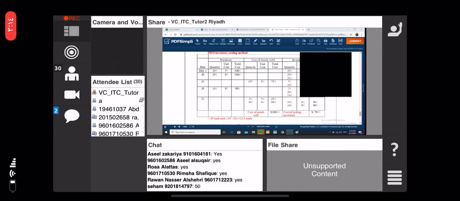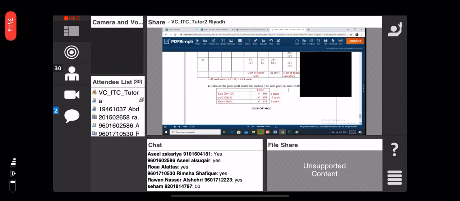Okay, and here he asks you about cost of goods sold. For cost of goods sold, you just calculate for this column. For cost of inventory, do not calculate all columns, just the last row, the last date here. This amount will be the cost of inventory.